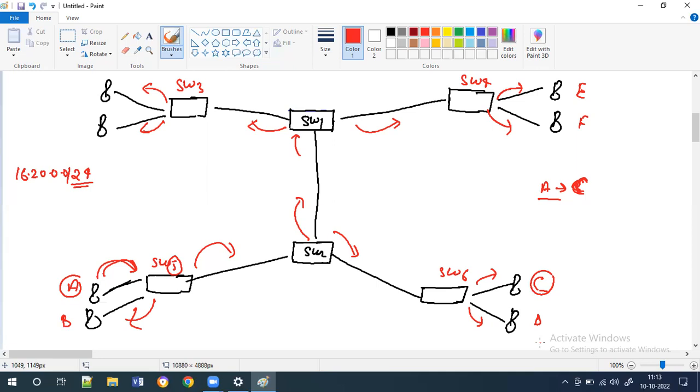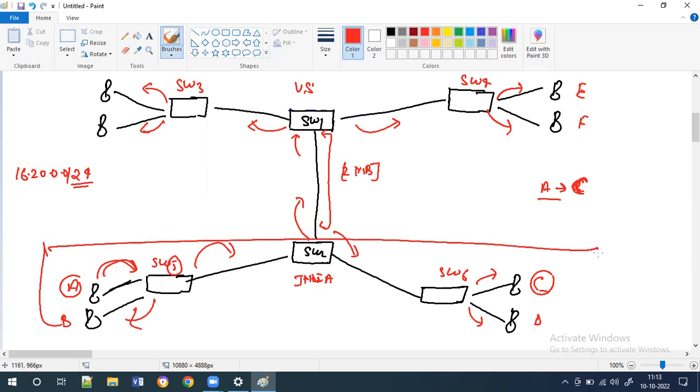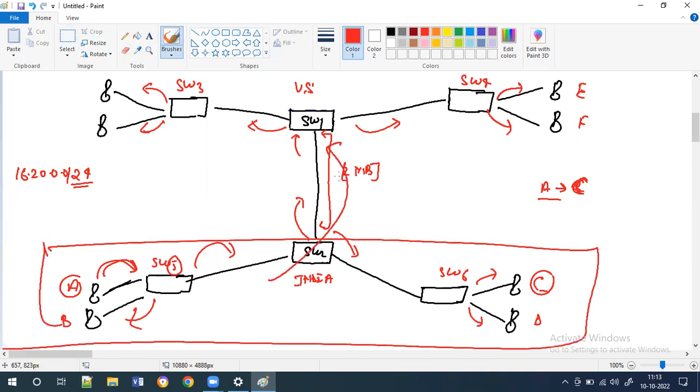The second problem: let's suppose this is an office in India, and this is somewhere in the US. And you have a link from India to US, let's suppose a 2 MB link, to forward your data. But if you remember, the broadcast frame which is generated here is also going to the US.